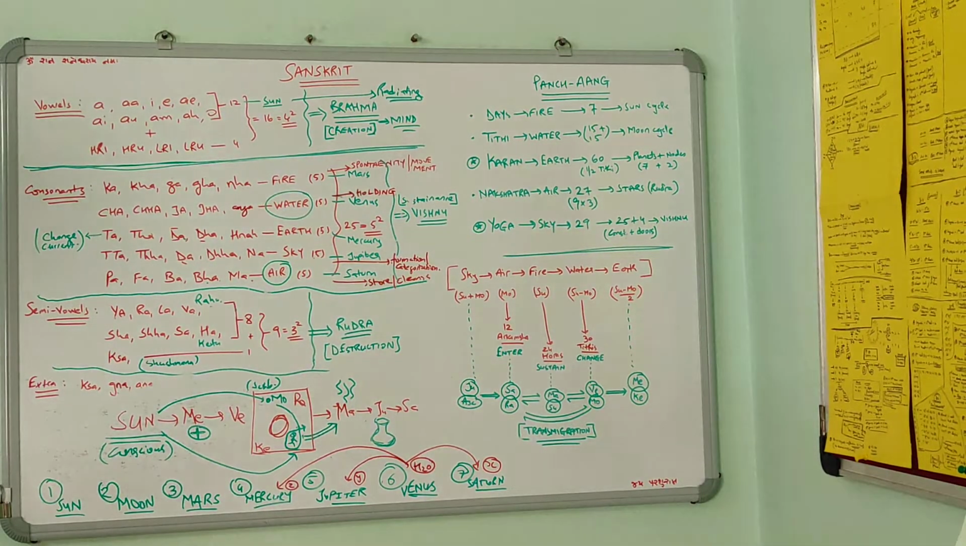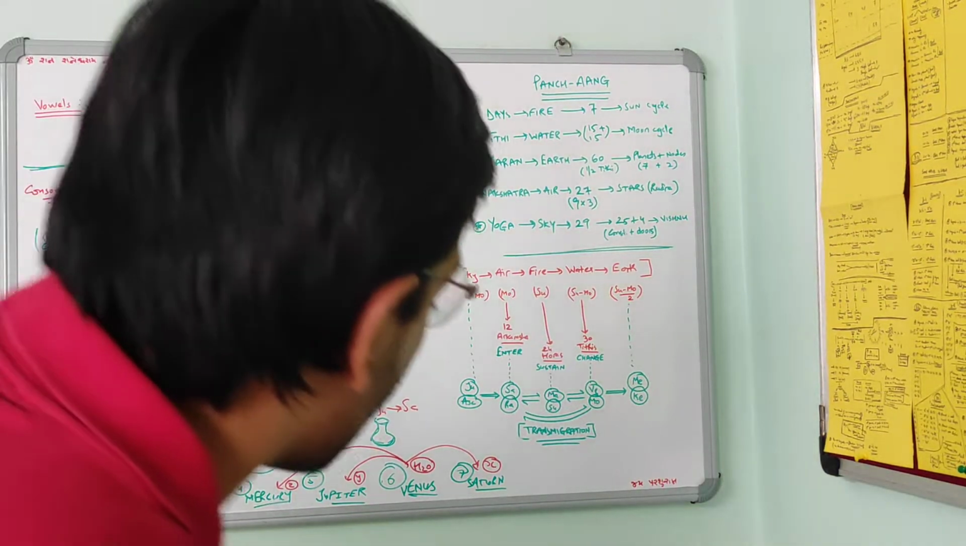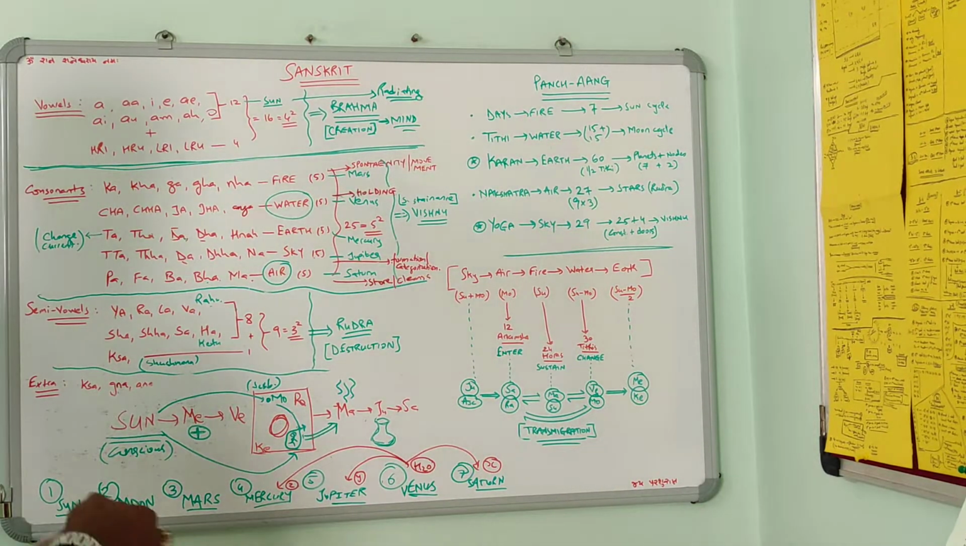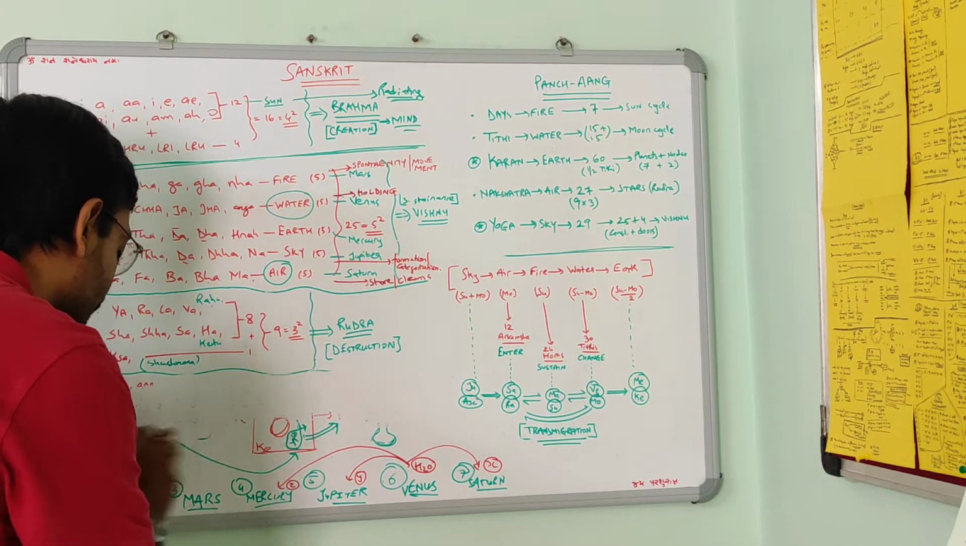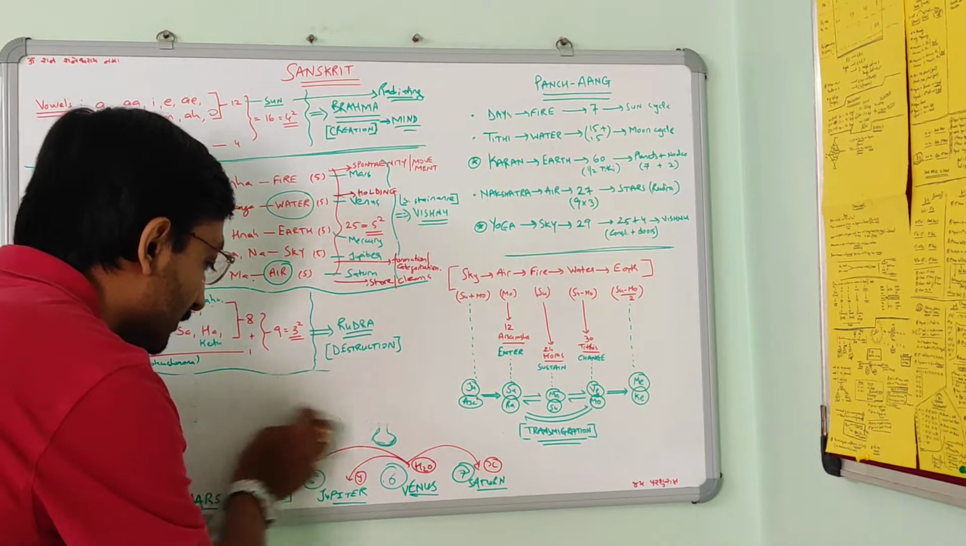Okay, if everybody has got this cycle, I would remove this drawing. I don't have space in my board. I think I have to buy a rolling board.